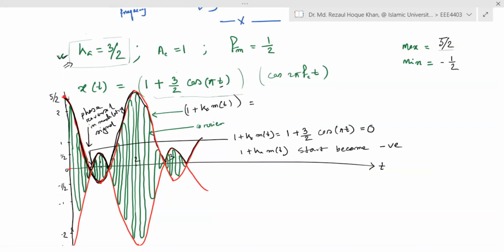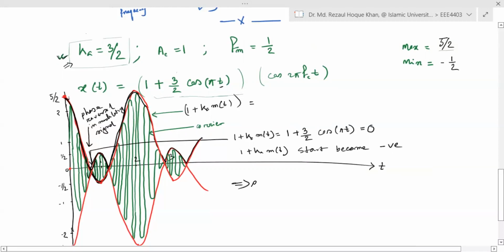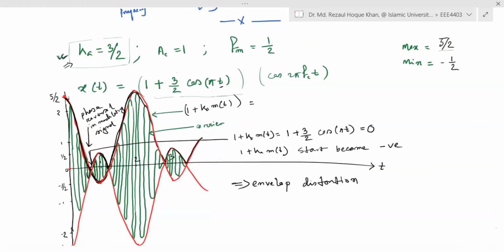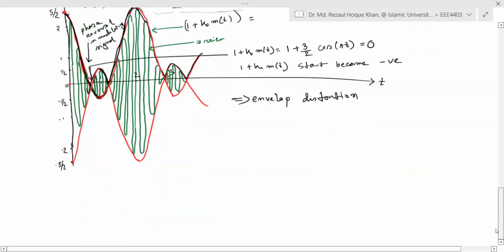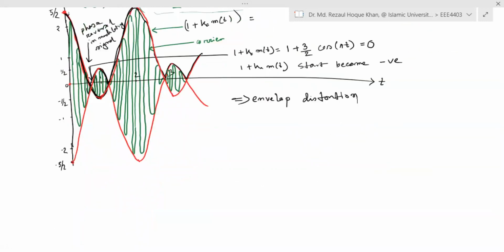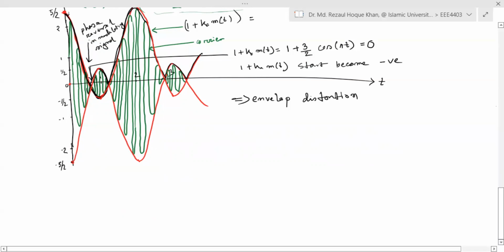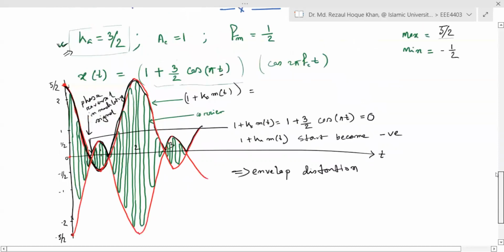So this phenomenon where this happens is called envelope distortion. So we can find from here why the envelope distortion happens. It happens because of this value, because of this parameter.